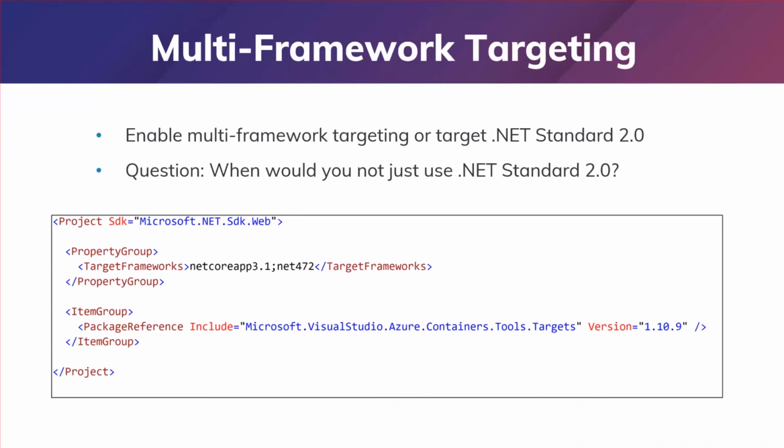The second thing that we found was super useful is enabling multi-framework targeting, or targeting .NET Standard 2.0, whichever you choose. So what you can do is go into your project files that are in the SDK style, and you can change the target framework tag to target frameworks with a plural. And if you do that, you can then have a comma separated list of frameworks this project is going to compile against, which is great.